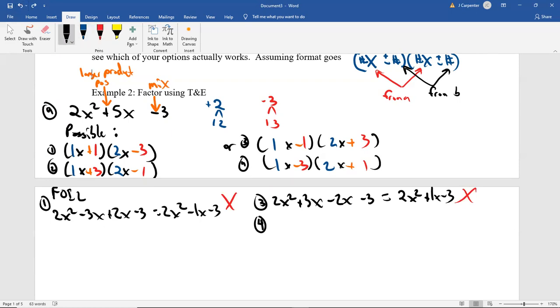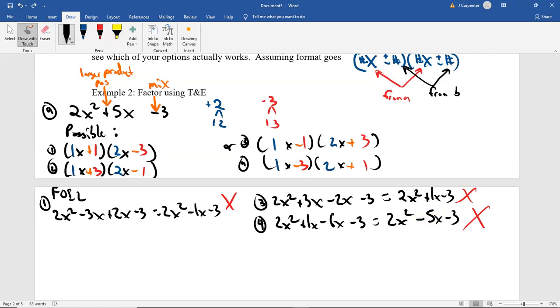All right, how about the fourth one? 1x times 2x is 2x squared. 1x times 1 is a plus 1x. Negative 3 times 2 is a negative 6x. Negative 3 times 3 is a minus 3. Combined, you get 2x squared minus 5x minus 3, which again is not what we want. It's close, but that's a minus 5 instead of a plus 5. Now that's a big sign, pun intended, that I just have these signs backwards, most likely.